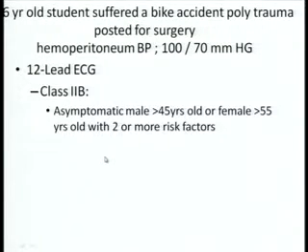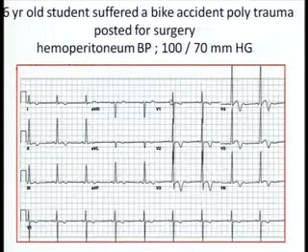Some of them are not truly coming up in guidelines. Let us see this example. A 16-year-old student suffered a bike accident, polytrauma, is posted for surgery, is diagnosed to have hemoperitoneum, blood pressure is 100/70. I'll show you the 12-lead ECG subsequently. He is young. Nevertheless, because of the unstable status and the patient is going for a high-risk procedure, an electrocardiogram is done, and this is what the electrocardiogram shows.